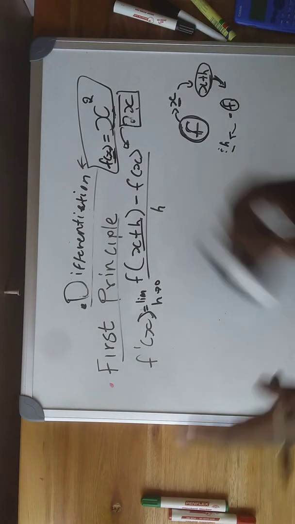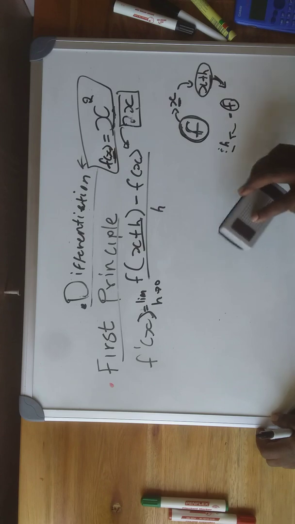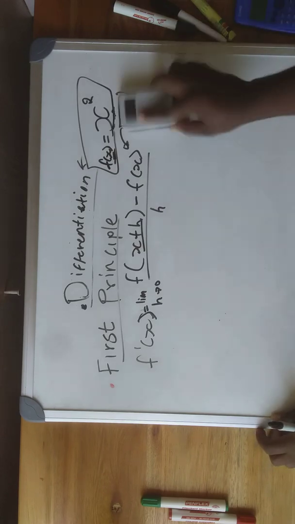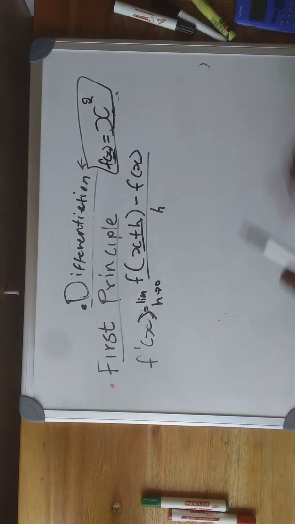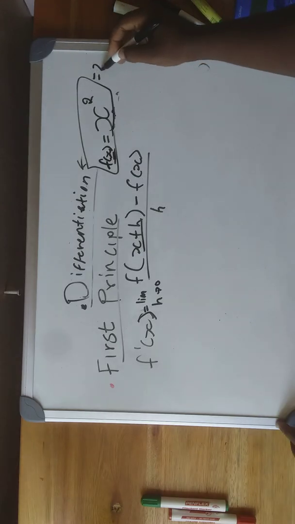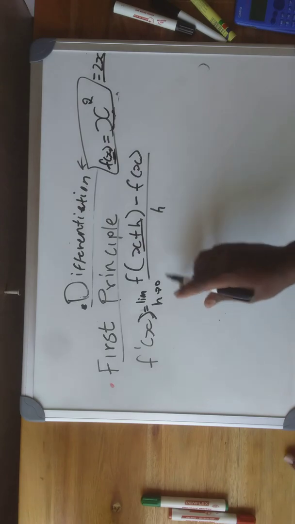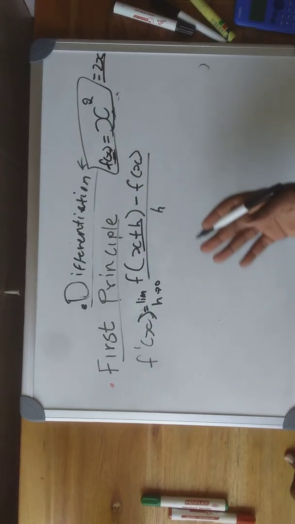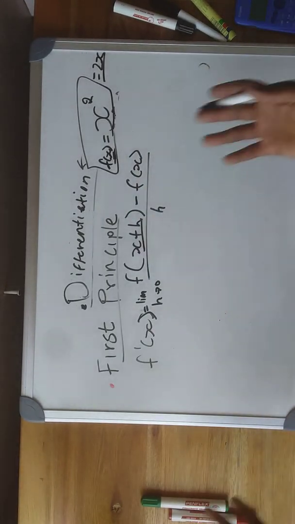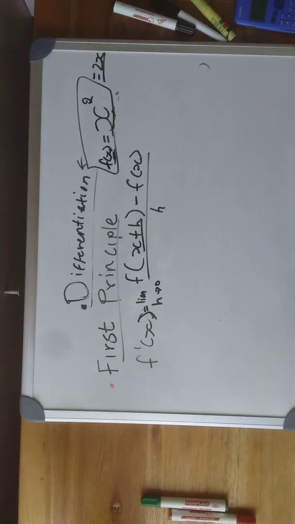So let me try to be faster here. Here we already know the answer. The answer is 2x, but we want to arrive there, so let's do it using this formula. There's no need to cram this formula, but if you're good at maths, you can. If you're not, just let it go. You're gonna find it at the back of your question paper. So you just have to relax.